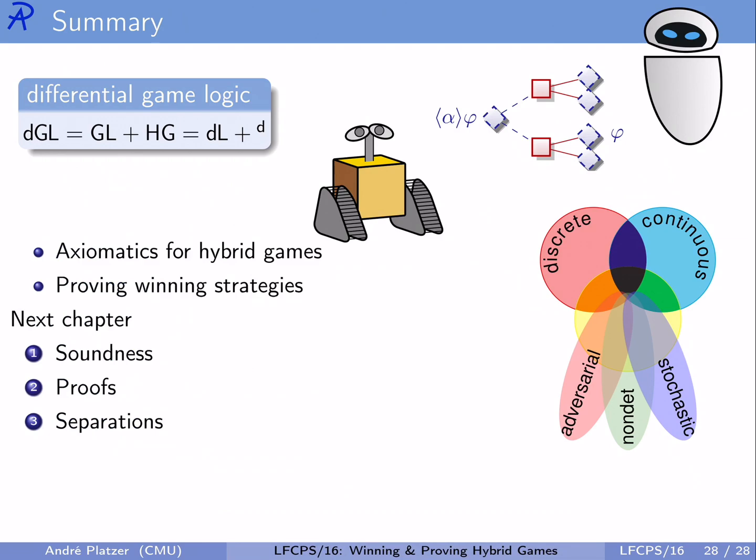Of course, it's the most fun you can possibly have in hybrid games because, remember, playing hybrid games, well, that's fun. Winning hybrid games is even more fun, but the most fun comes from proving that you'll win a hybrid game. Next chapter, we'll look into the soundness of the axioms that we've seen, think about how you would do that, whether it's even necessary at all. We'll look into more proofs and separation principles.